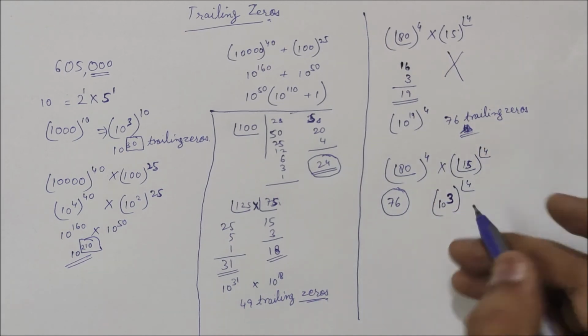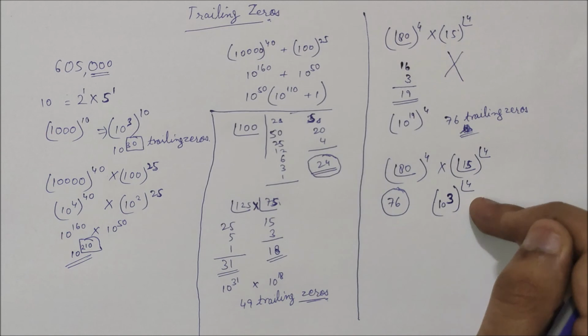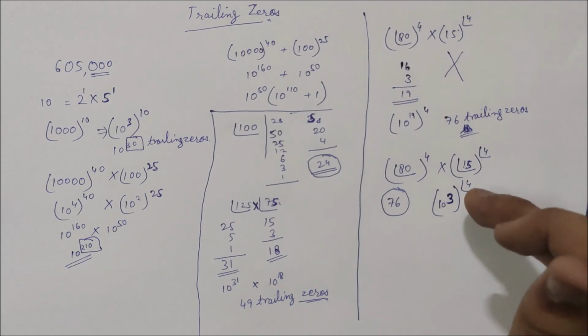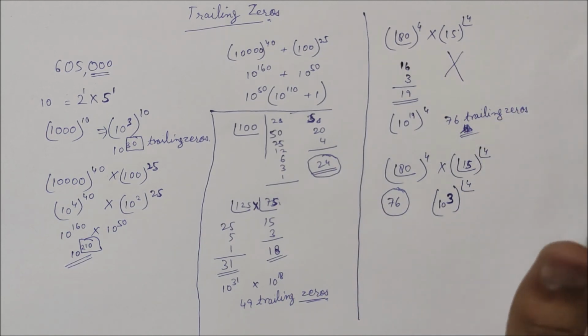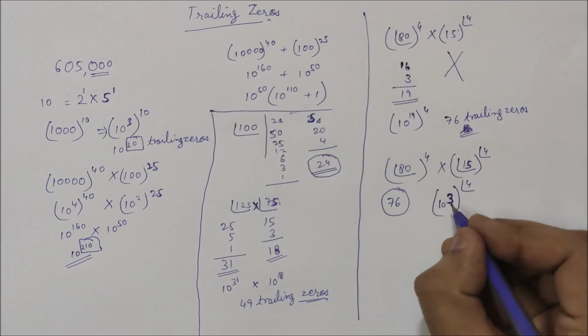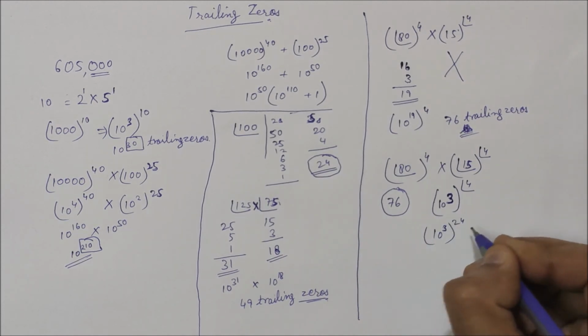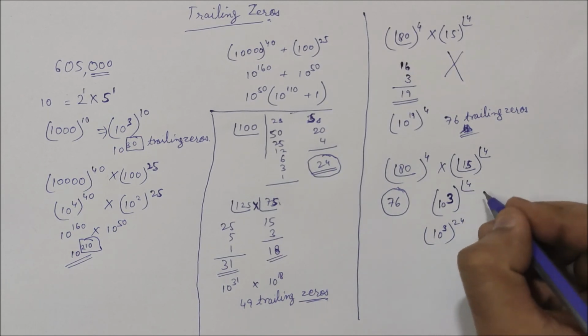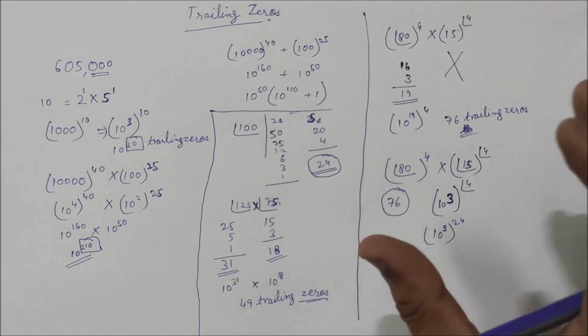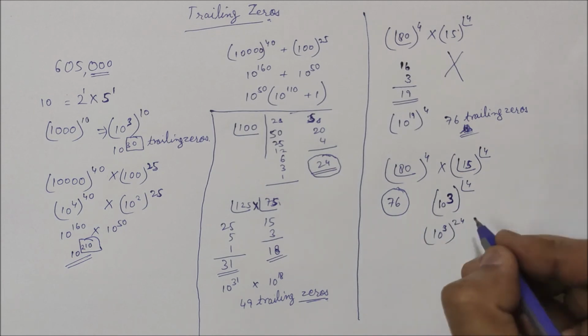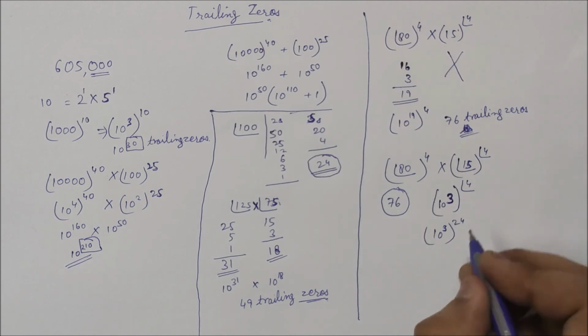Now I know factorial 4 is equal to 24. 4 into 3 into 2 into 1 will give me 24. So that means 10 to the power 3 raised to the power 24. That is why factorial 4 and factorial 5 are the basic factorials that you should know, because you will come across these quite often.